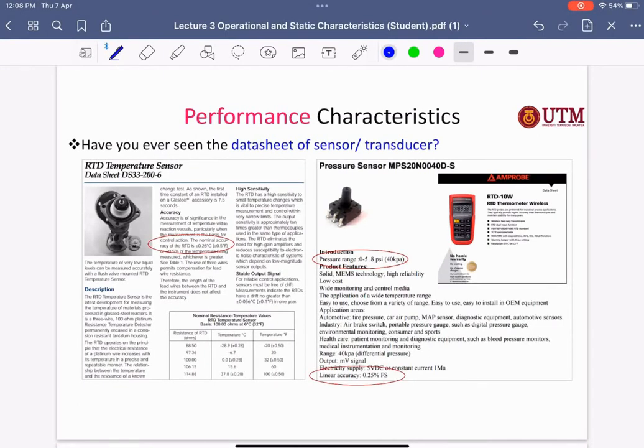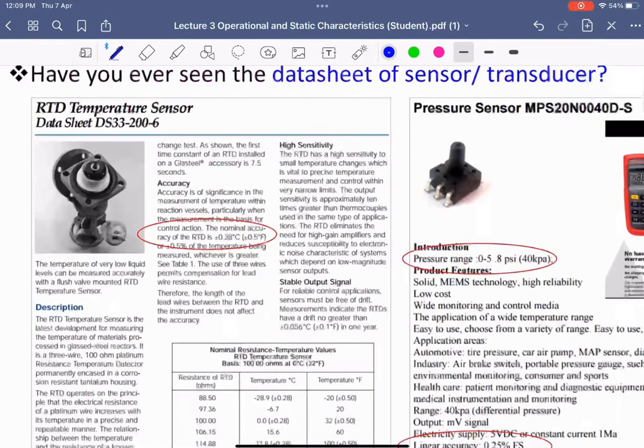Have you ever seen the data sheet of a sensor or transducer? When we want to buy a sensor or transducer, for example, if you work as an engineer and your boss says, I want to do some project. We have a boiler, but there is some issue with cracking and so on. Can you check this boiler in terms of the temperature, the pressure and so on? Then you start to Google what sensor or instrument you can use. So you will look into the data sheet.